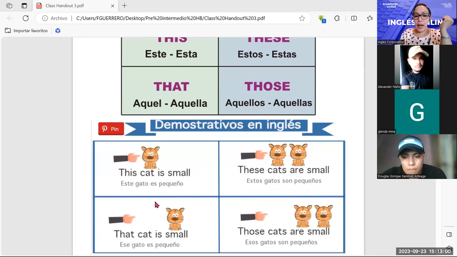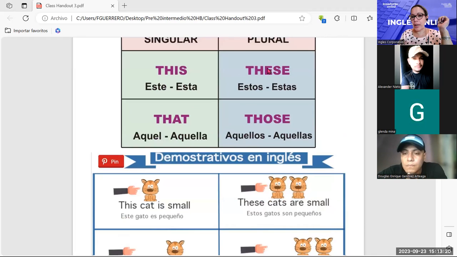Ahora, si estuviera lejos, utilizaríamos that. Okay? That cat is small. Estamos diciendo aquel gato. Aquel gato es pequeño. Entonces, recuerden, singular cerca, this. Singular lejos, that. Ahora, si es para plural y lo tenemos cerca, usamos these.